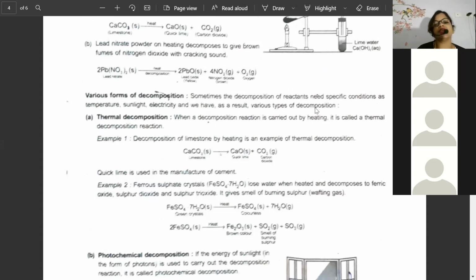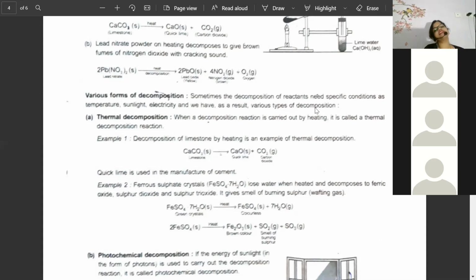So what it is trying to say, beta, is that decomposition reactions need specific conditions, so that temperature, sunlight and electricity can act on it, and as a result we have various types of decomposition.